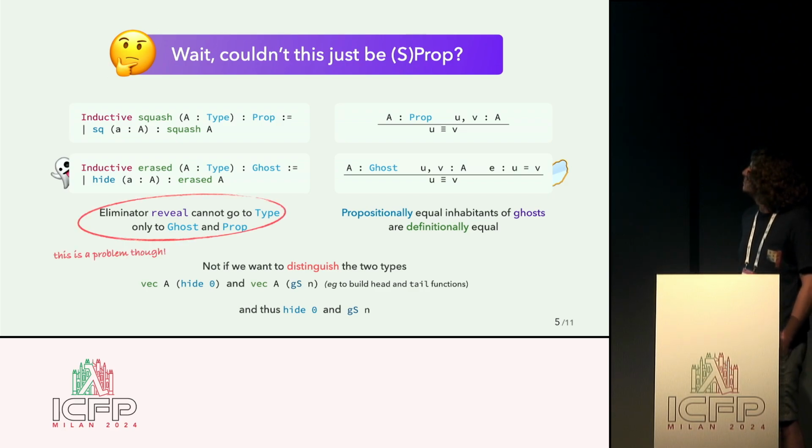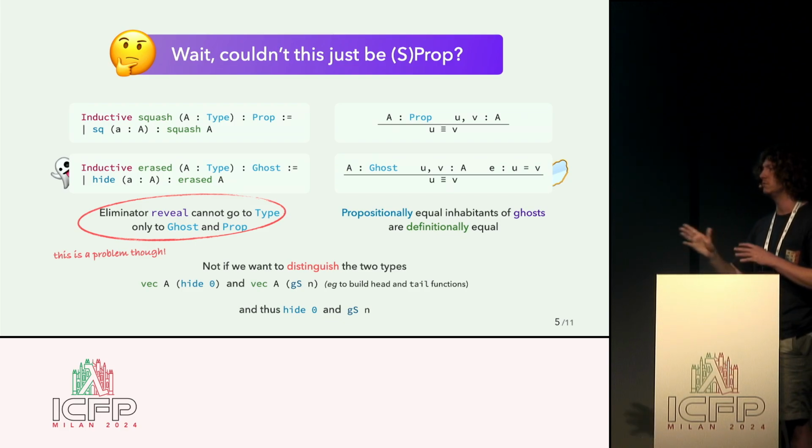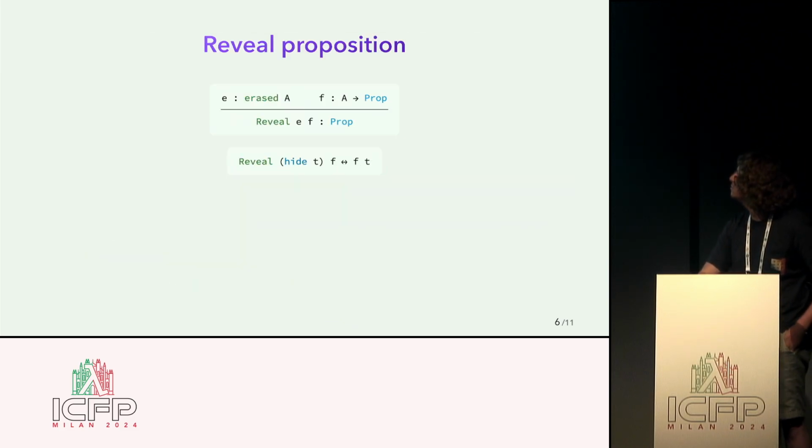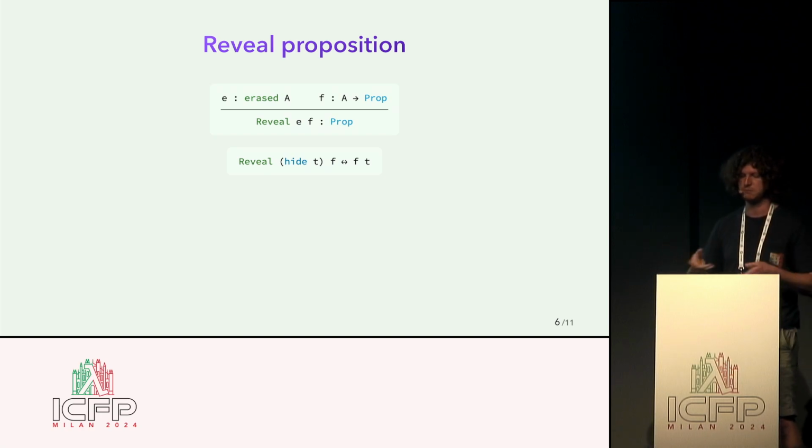Okay, so the problem is that I cannot do the usual trick where I can build a function that matches on it to determine whether it's a 0 or a successor, because I cannot go into type. So the solution is to introduce some kind of reveal, but that produces a proposition instead of producing some proof.